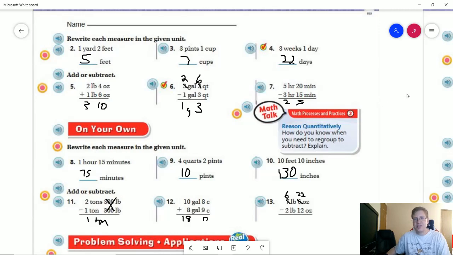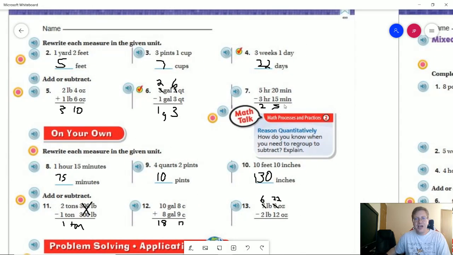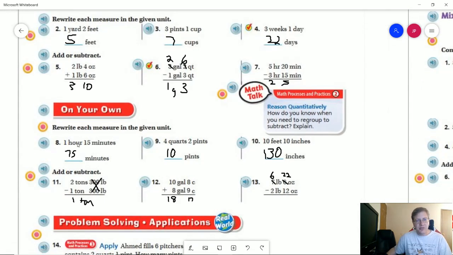and then I can do my subtraction. For number 5, I don't have to worry about regrouping because I have a larger number here, so I'm going to have 5 minutes and then 2 hours. So 2 hours, 5 minutes would be the answer for that. For number 8, we are working with 60 minutes in an hour, so 60 plus 15 would give us 75. Again, if you can do that in your head without having to write additional things down to the side, that is perfectly fine to do that.